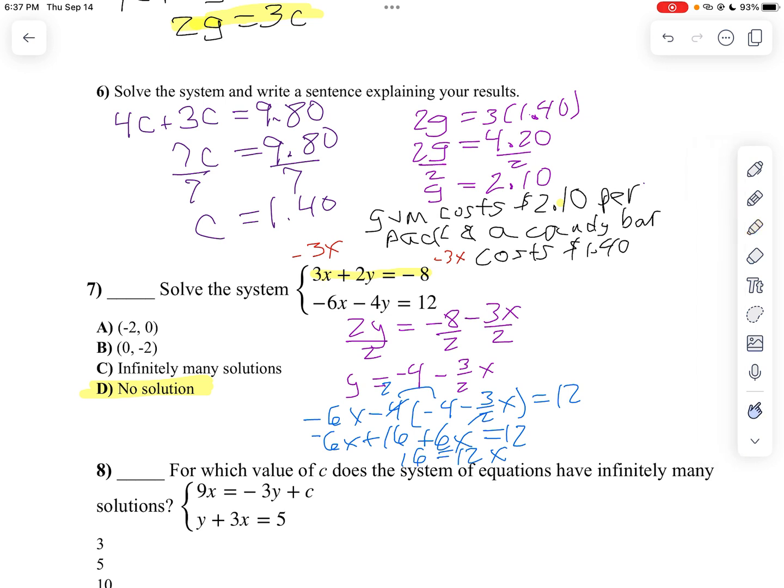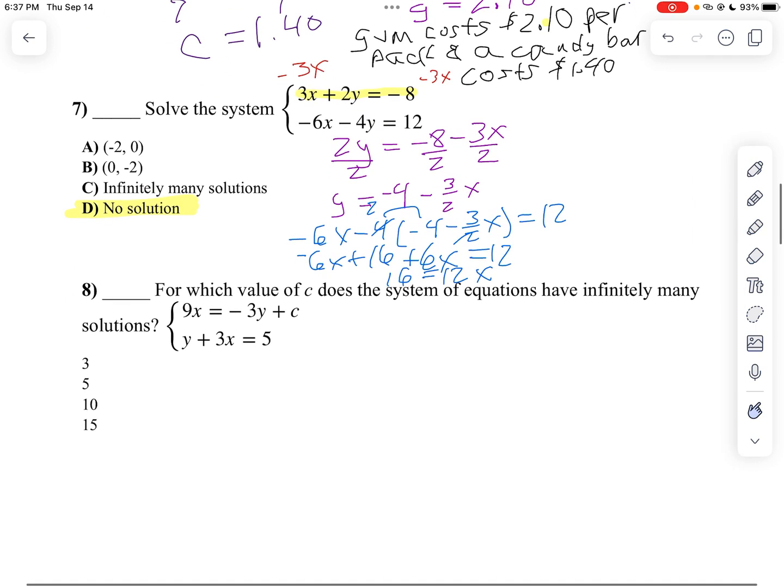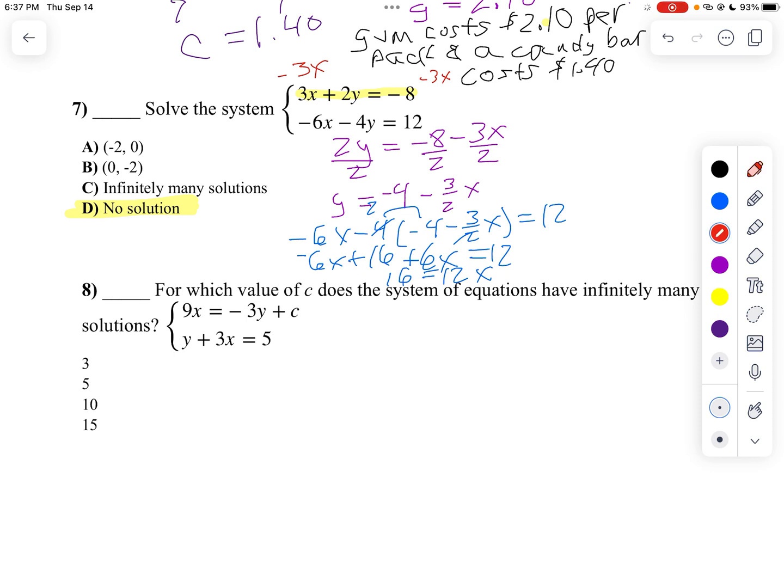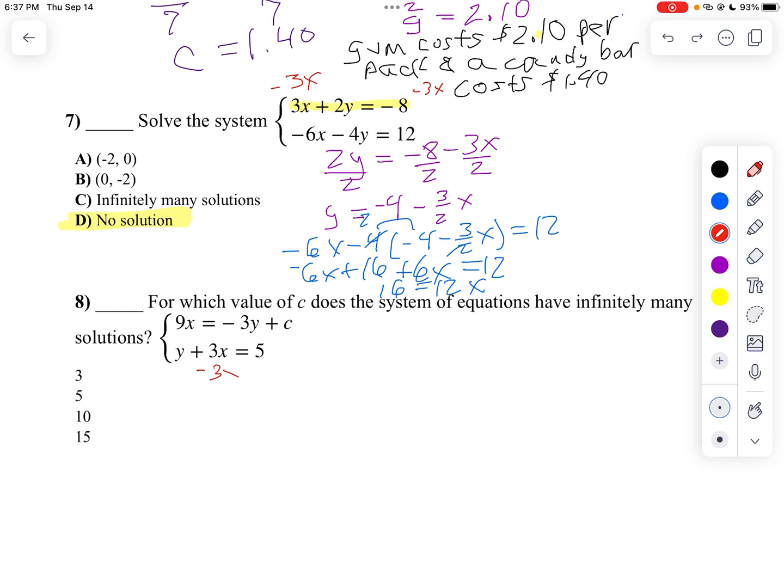Let's keep on going with question number 8. I want to find the value of c that's going to make my equation true. So I think I'll look at the second equation first. And in my second equation, I'm going to minus 3x from both sides. So then we're going to get y equals 5 minus 3x. I'll substitute y for 5 minus 3x in my first equation.